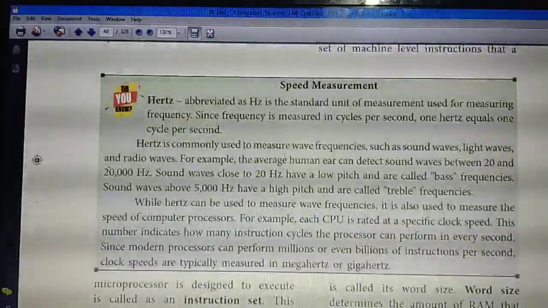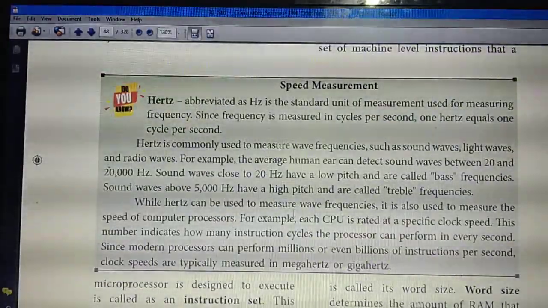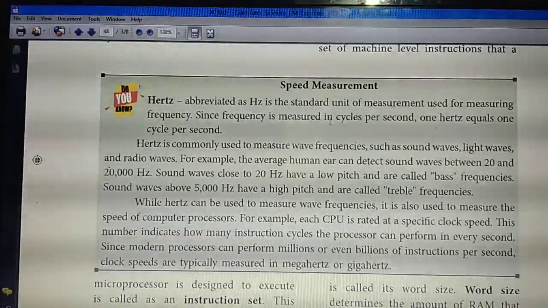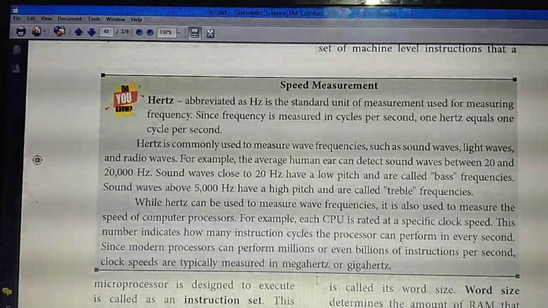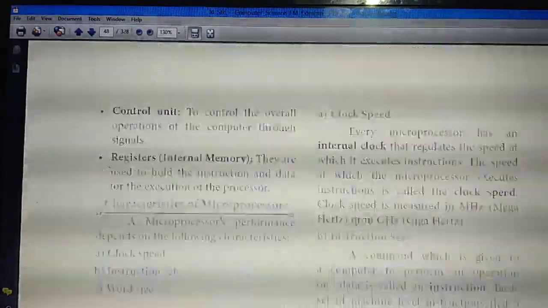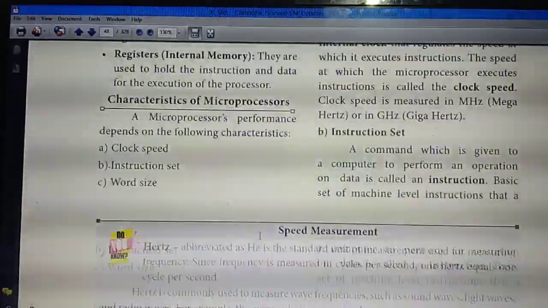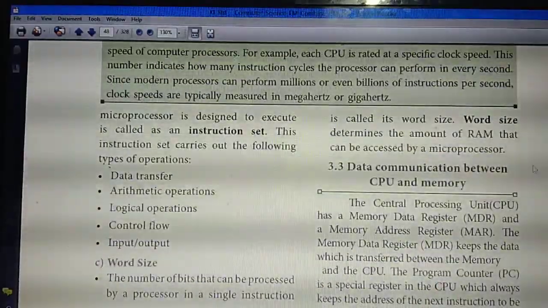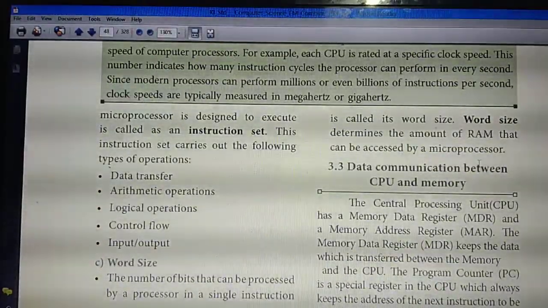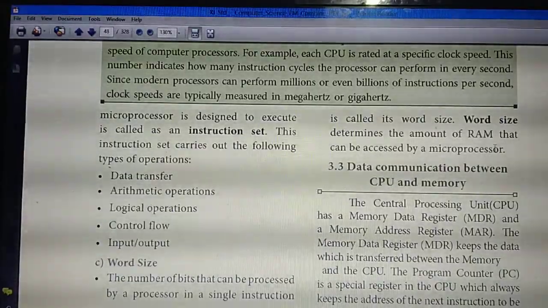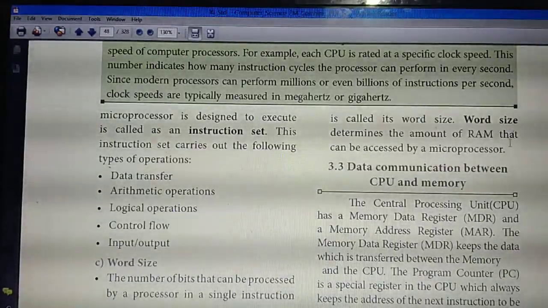This one no need. In between they have given the speed measurement, that ash color tabular column, this one no need. So from here, characteristics of a microprocessor, starting from here to before the heading data communication between CPU and memory, up to here. Very, very important question. Have you all marked?